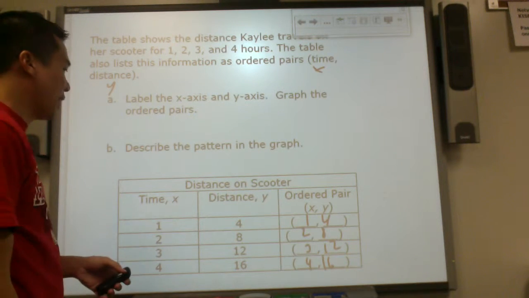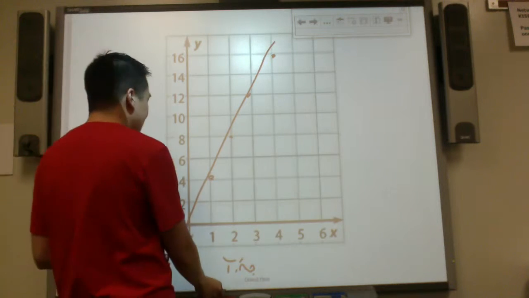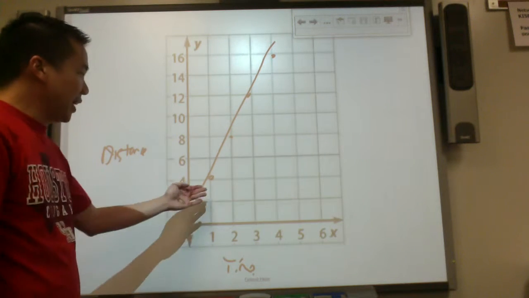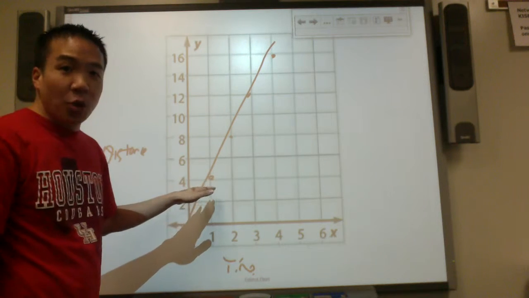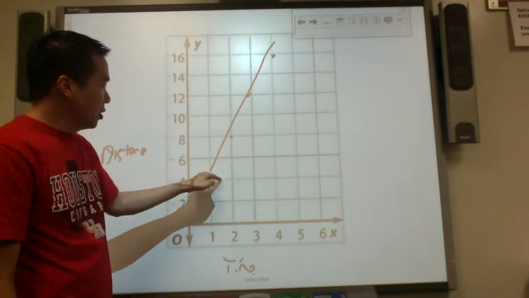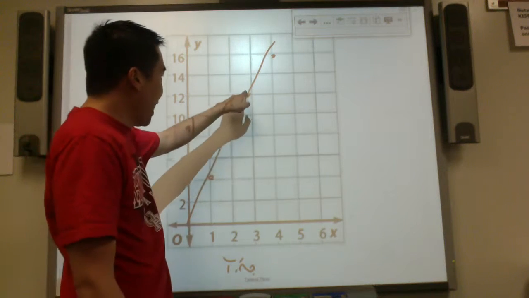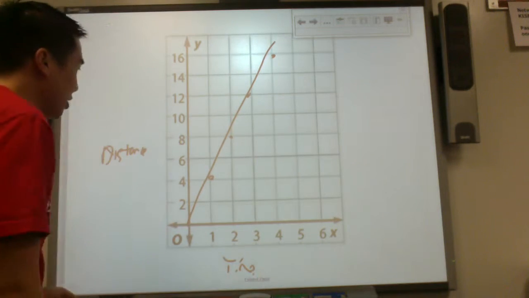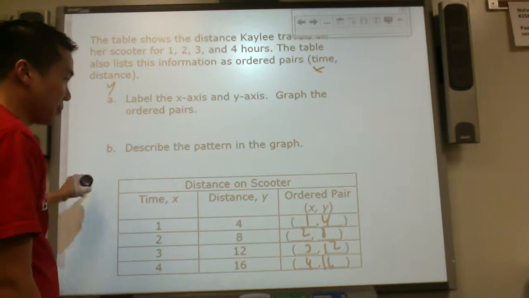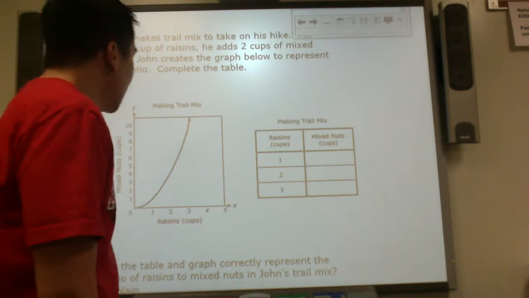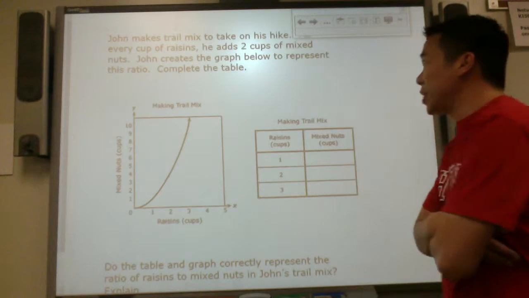And describe the pattern in the graph. From what I can tell in the pattern, for every hour, it goes up 4. The distance goes up 4. Every hour, the distance goes up 4. And do we need to do any predictions here? No predictions here. All right, so last but not least, John makes trail mix to take on his hike.